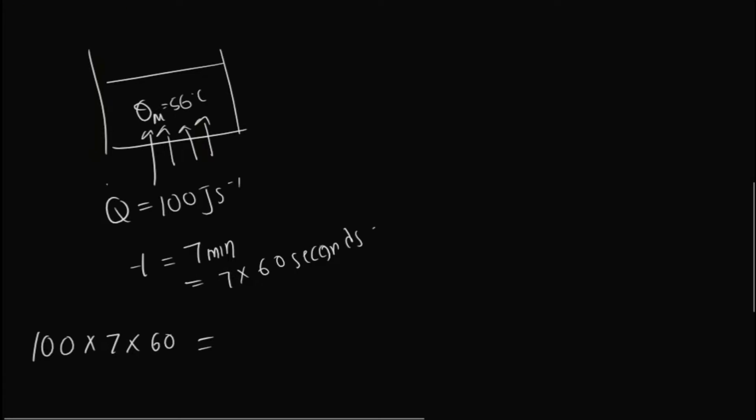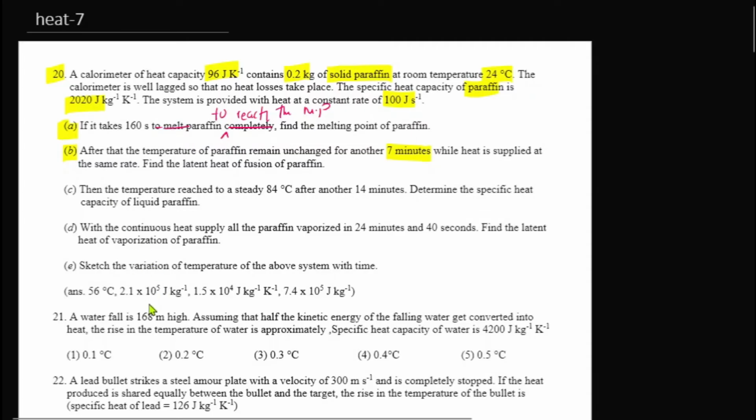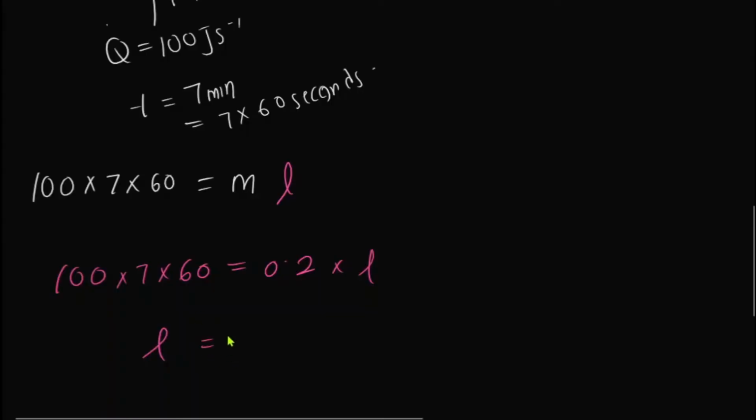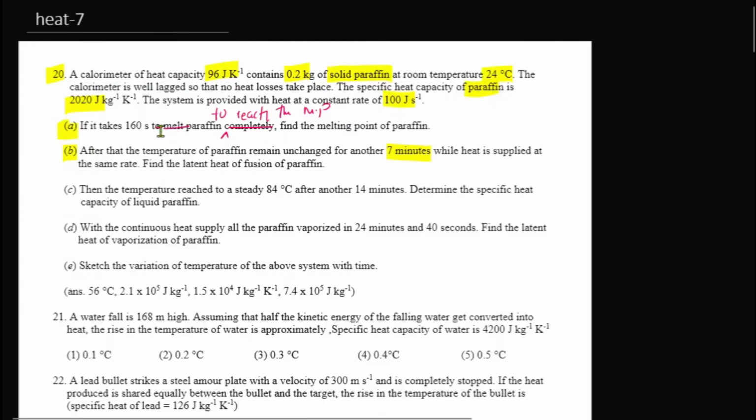So how do we write it exactly? State change is m into L, right? We know what m is. Okay, 100 into 7 into 60 is equal to m, which is 0.2 kilograms, into L, right? So in that case, L is going to be something closer to 2.1 into 10 to the power 5 joules per kilogram, right? This is going to be the latent heat of fusion, right?